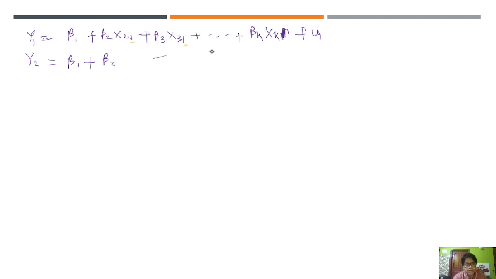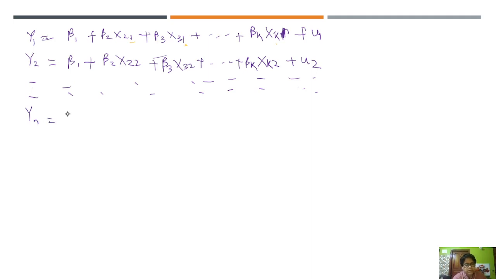Okay, this part you are going to change. So beta 2 x2 squared plus beta 3 x3 squared plus beta k xk squared, plus u2. And it will continue till when? It will continue till the number of observations is n. So this part, 1 2, that is yn.